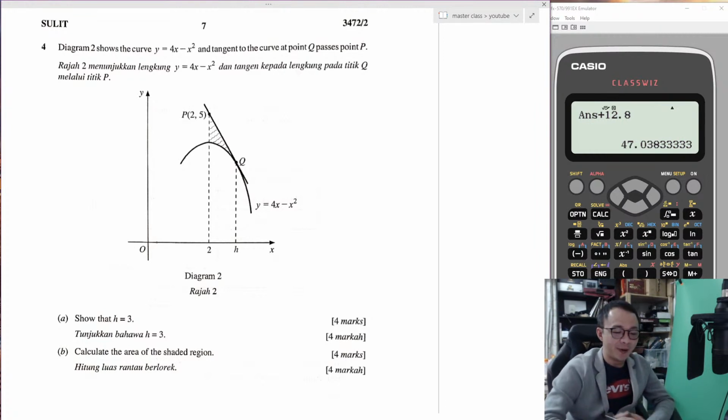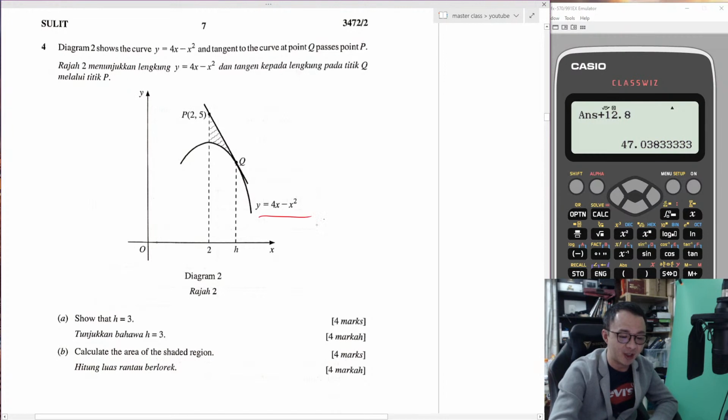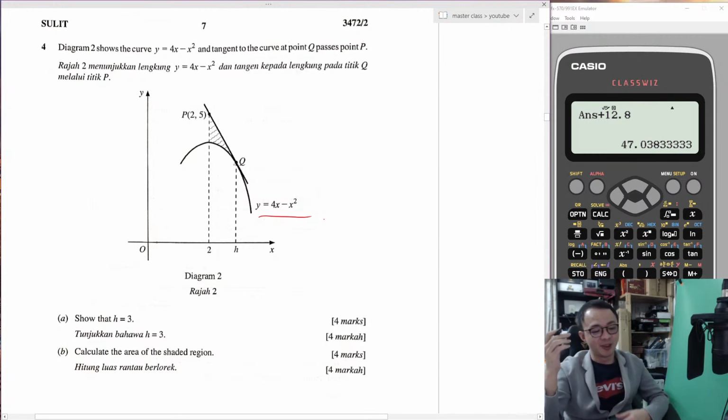Alright, so okay, this question, they give us the equation of the curve and then they give us the tangent line. You can see PQ is the tangent, and then show that h equals 3. Okay, where's my h? Okay, so the tangent at Q here, I give 4 marks. Alright, I expect something to do here.